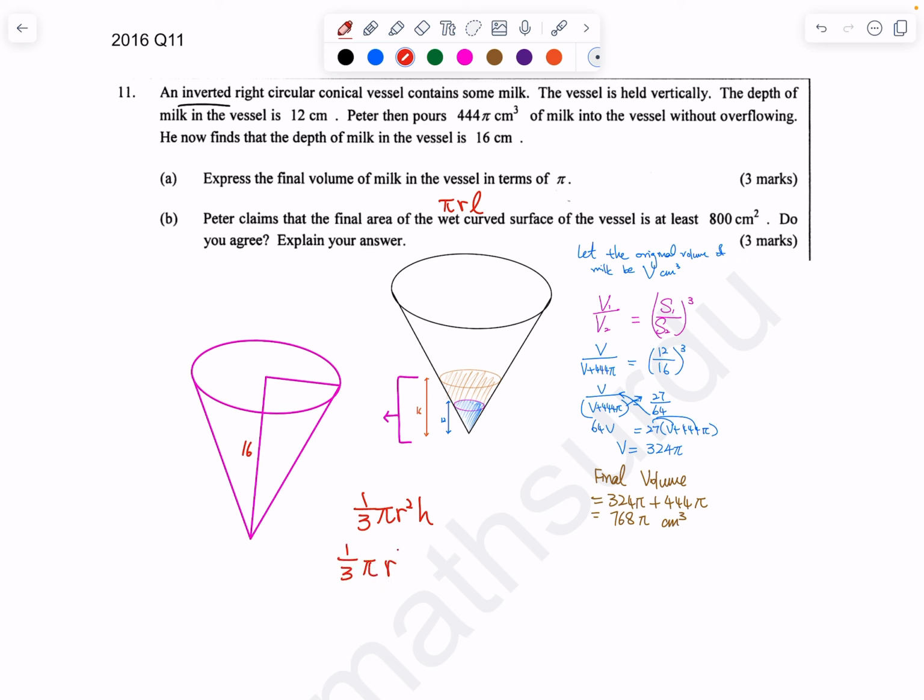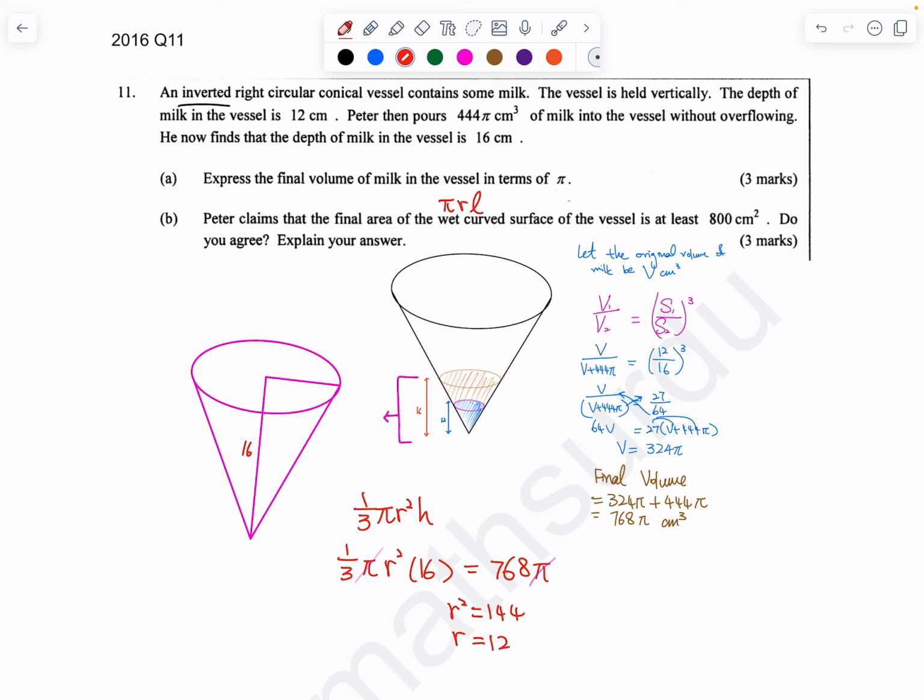And then we also know the volume is this, so you write out everything. 1/3 pi r square, we don't know r, the height is 16, equal to 768 pi. Pi is on both sides, so you can cancel it out. The 16 is multiplied, so it goes to the other side divided. The 3 is divided, so it goes to the other side multiplied. In the end, you will have r square as 144, and then you can find r as 12.